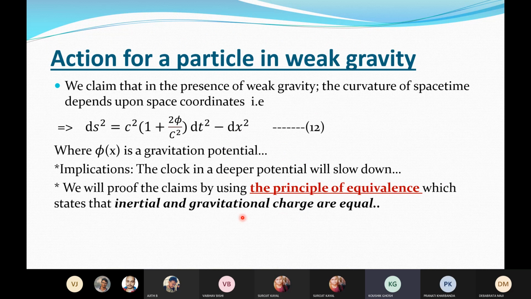We claim that in the presence of weak gravity, the curvature of space-time depends upon spatial coordinates, because now we can claim that our metric, by equation 12, depends upon phi(x), a gravitational potential. This equation has severe implications: the clock in a deeper potential will slow down. We will prove these claims by using the principle of equivalence, the most beautiful principle in physics, which states that inertial and gravitational charge are equal.